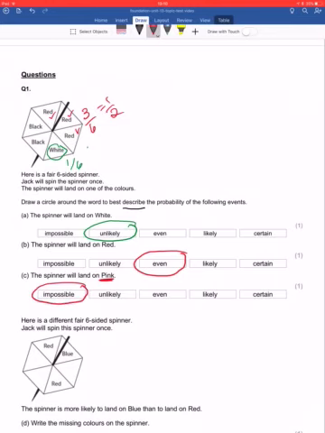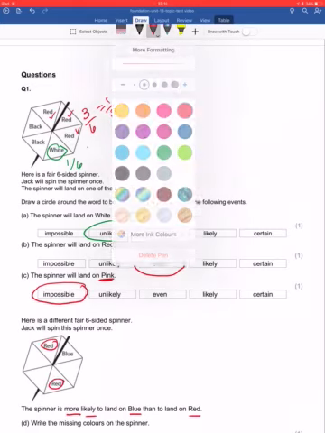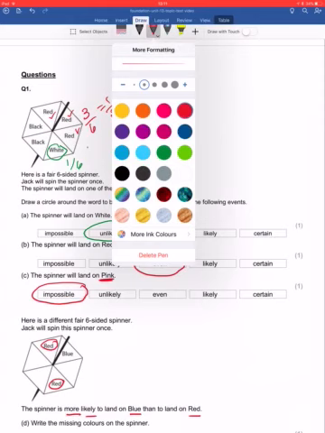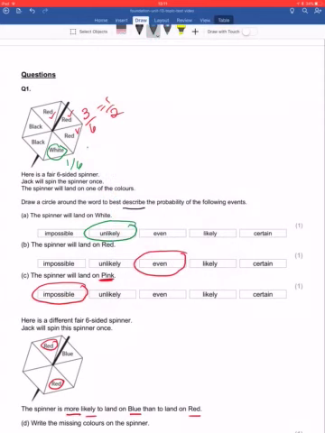Okay, next question. Here's a different one. Jack's going to spin it once. The spinner is more likely to land on blue than red. So I've got 1, 2 reds, so I've got to have more blues than I do red. So if I change my pen to blue, we can look at that. So I've got a blue there.